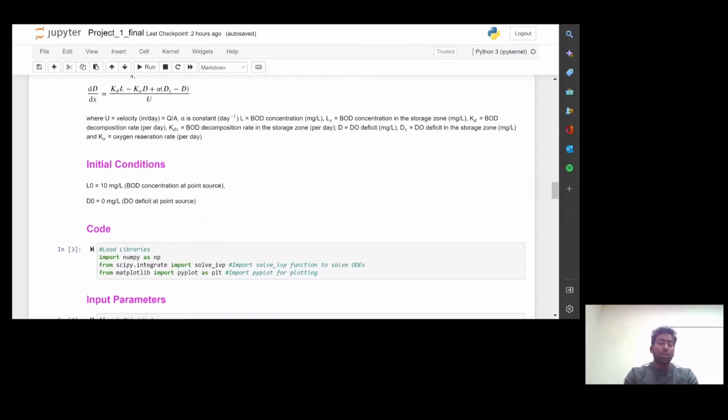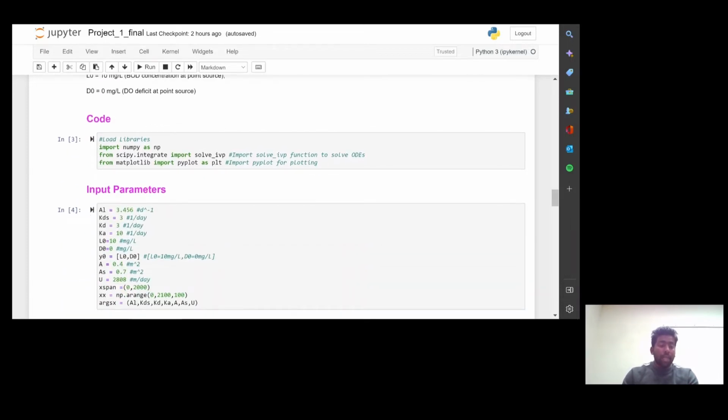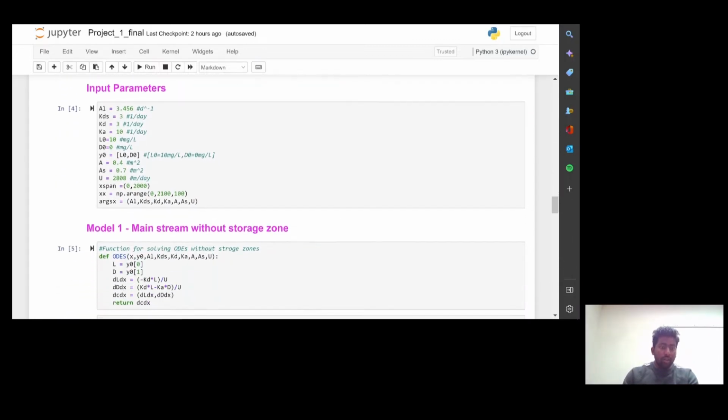And for our code, we are going to load libraries, import numpy as np, and we are going to use solve_ivp function. For the input parameters, we have values which are already given in the paper, and we are going to write them down in the Jupyter notebook.